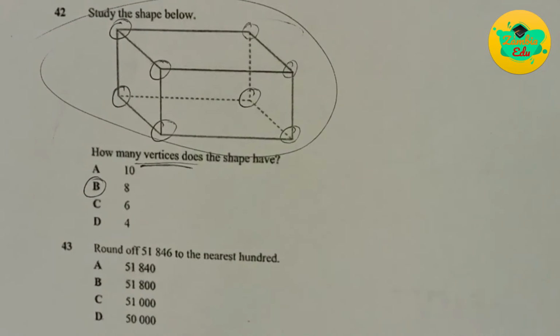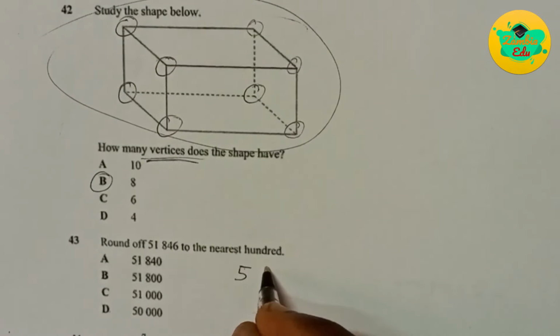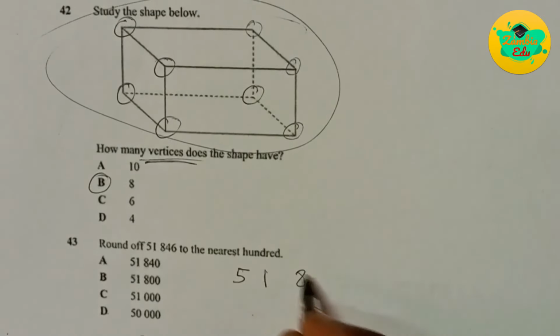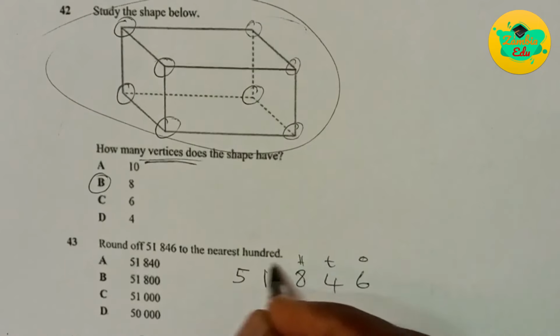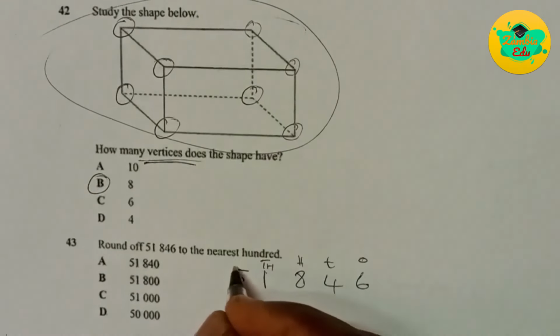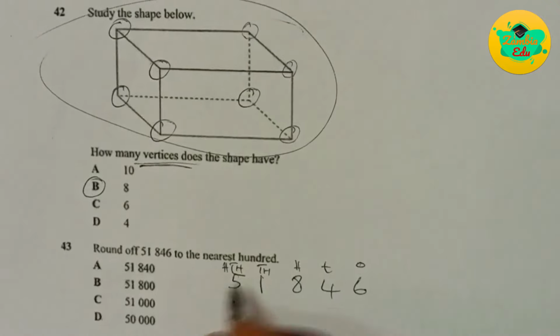We go to question 43. Question 43 says, round off 51,846 to the nearest 100. So we're looking at 51,846. So the ones, tens, hundreds, thousands, then 100,000.